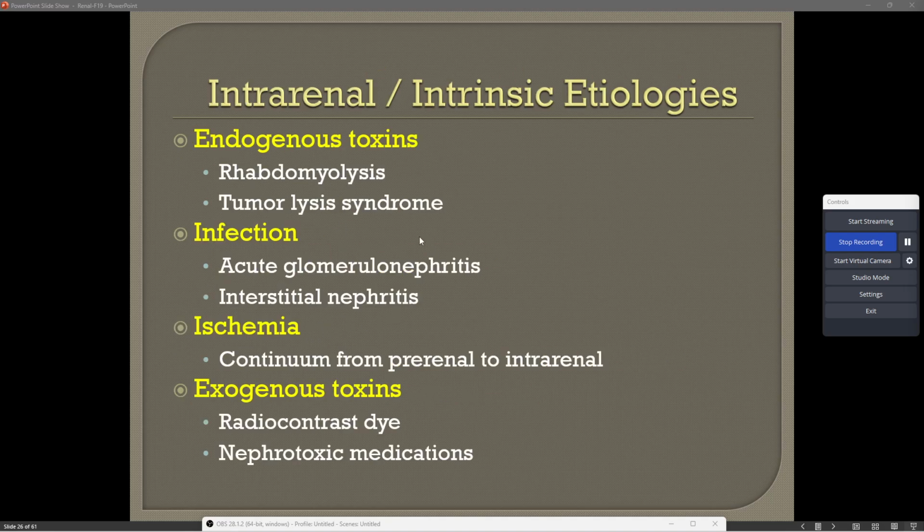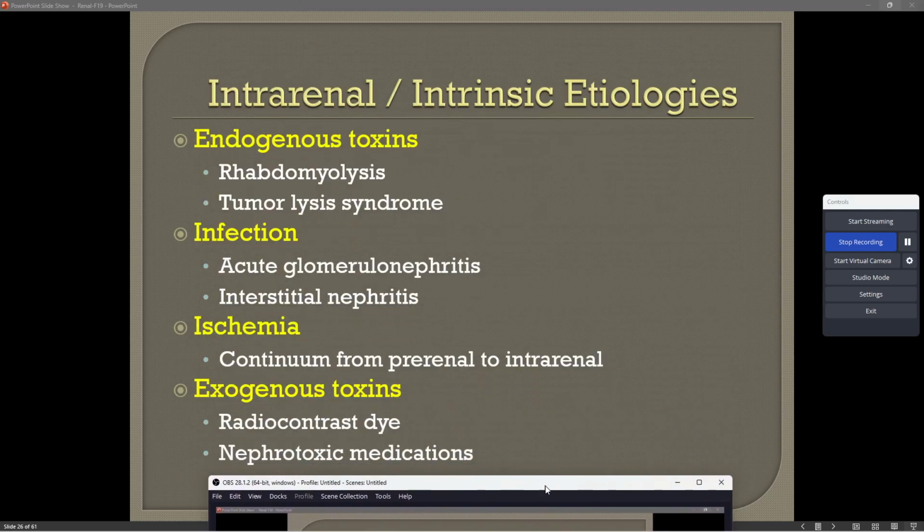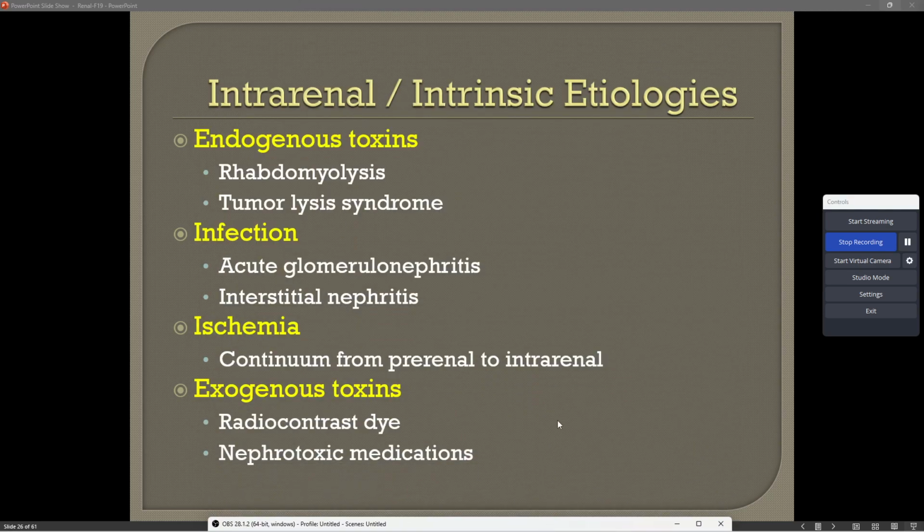So let's talk about some of the intrarenal causes of failure. When I say endogenous versus exogenous, endogenous can be considered internal causes, exogenous could be considered external causes. So please keep that in mind. When I say endogenous, we can refer to stuff that occurs inside the body. One of the most common causes of acute kidney injury that we see in the acute care, inpatient setting is rhabdomyolysis.